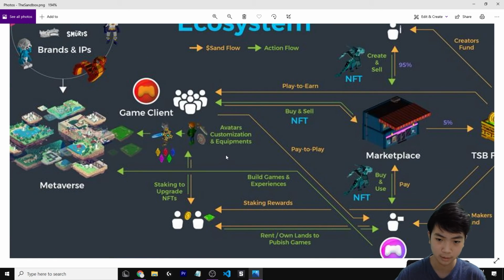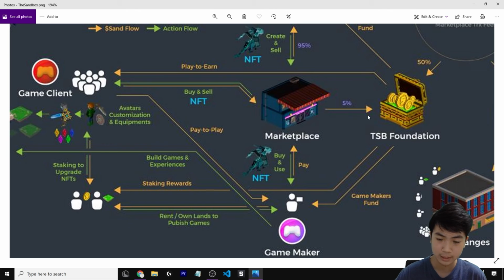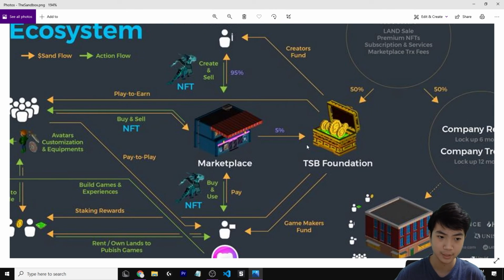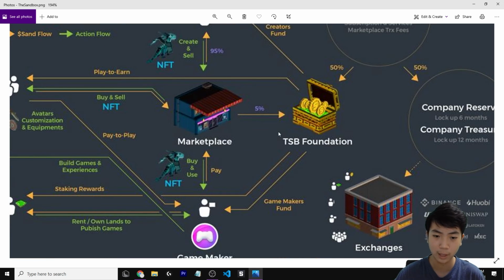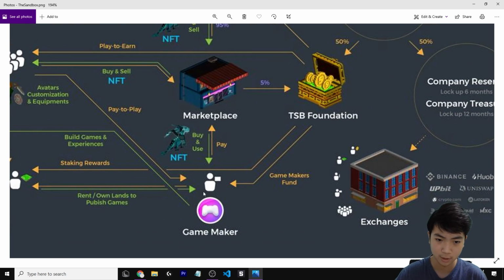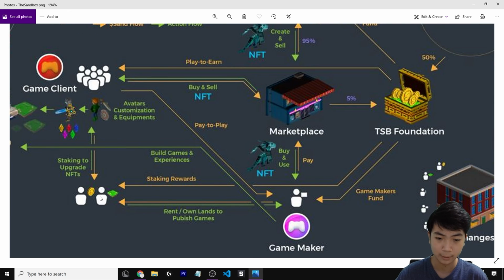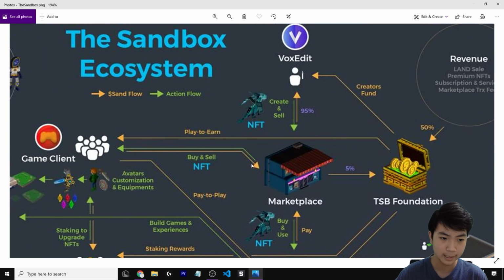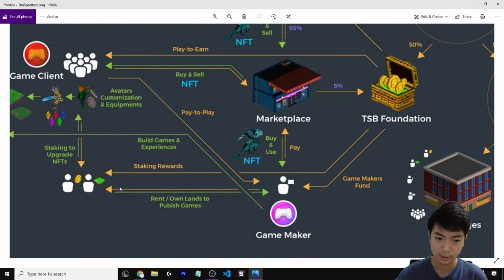Okay, now let's look at the, where is it? Here we can see now the Tsp Foundation. It pays a lot of people actually. It pays the game maker. It pays these people, which I will be explaining later. It pays the players to play the game, and it pays the creators of the 3D voxels, which is the Voxel editors.